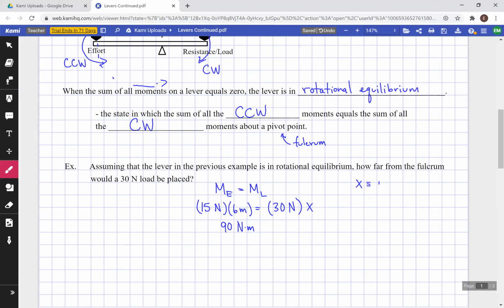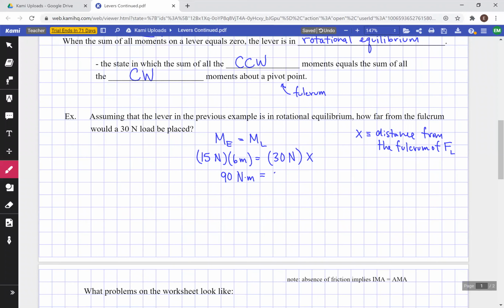X is the distance from the fulcrum of the load force. Now this is going to work out pretty simply. 90 is equal to 30x, and so we divide both sides by 30. Sorry, let's keep our units in here. 90 Newton meters equals 30 newtons times x. We'll divide both sides by 30 newtons.